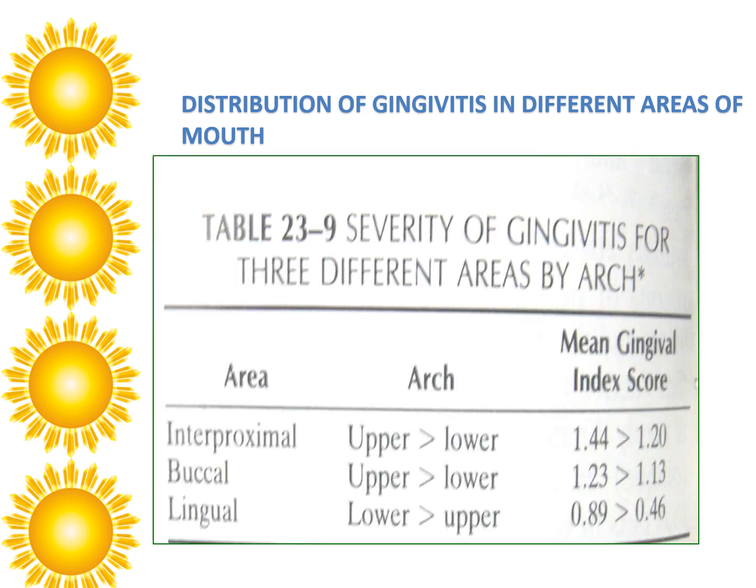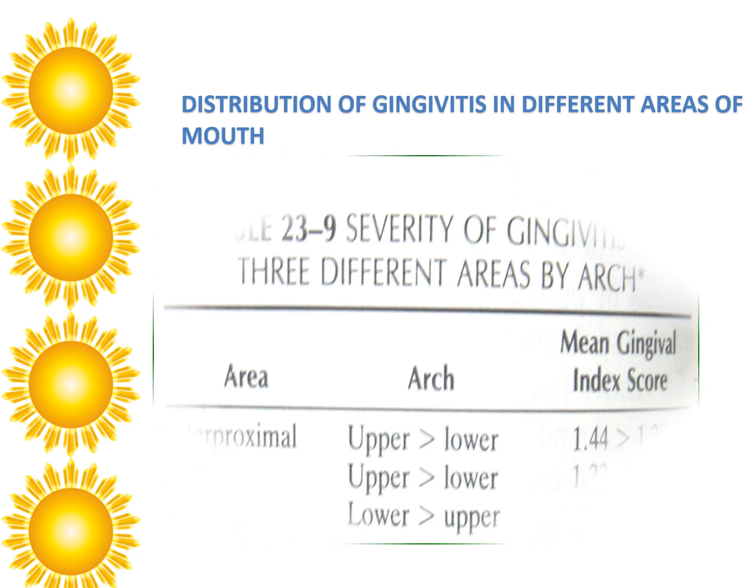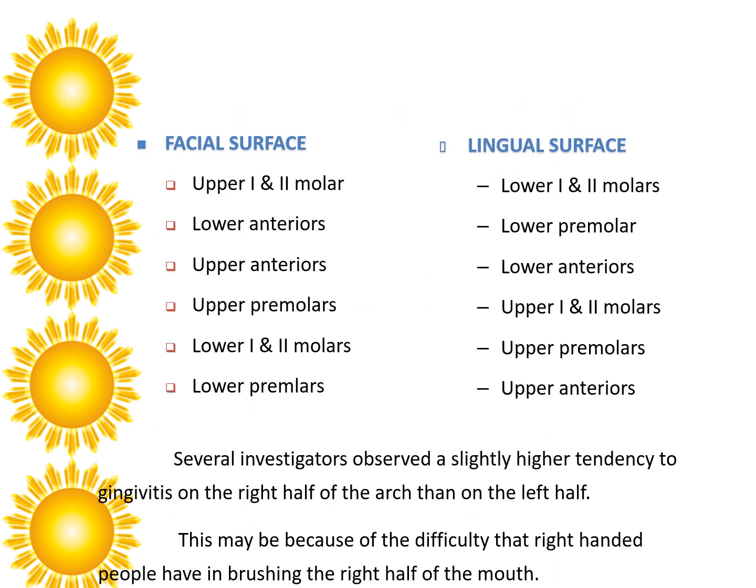Now we'll see the distribution of gingivitis in different areas of the mouth. It is given in the table. Kindly go through. And which surfaces are affected first and which surfaces are affected next. Regarding the facial surface, upper first and second molars are affected first, followed by lower anteriors, upper anteriors, upper premolars, lower first and second molars, lower premolars. And on the lingual surfaces, lower first and second molars are affected first, followed by lower premolars, lower anteriors, upper first and second molars, upper premolars, and upper anteriors.